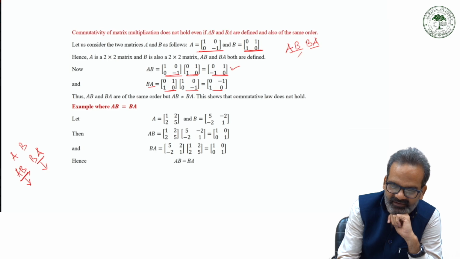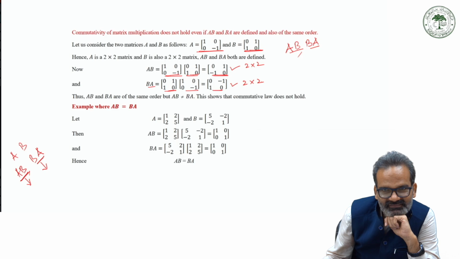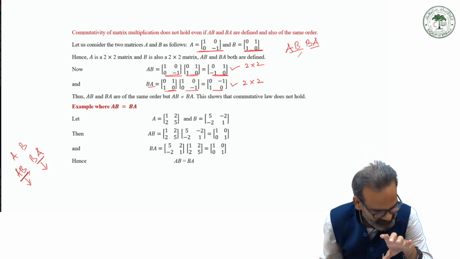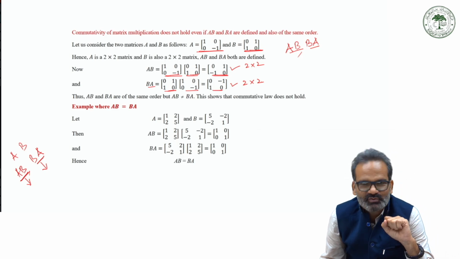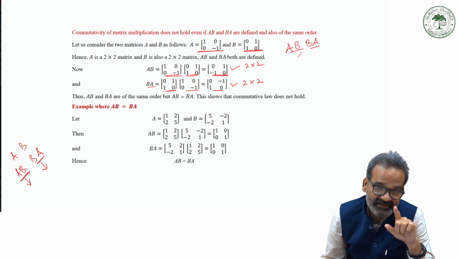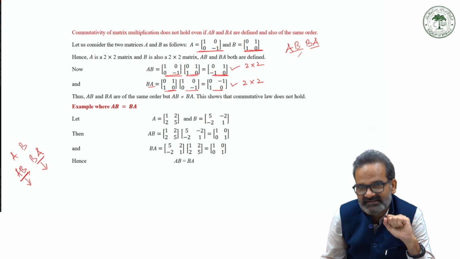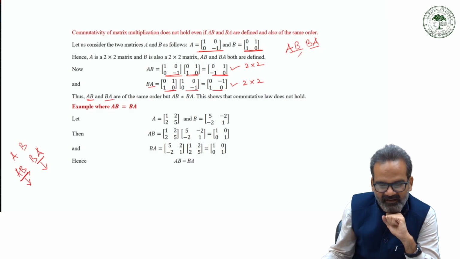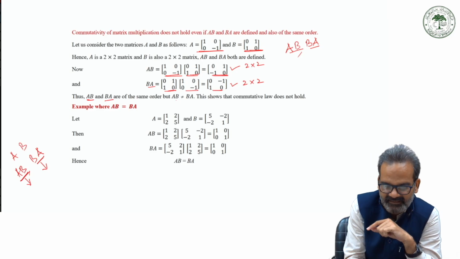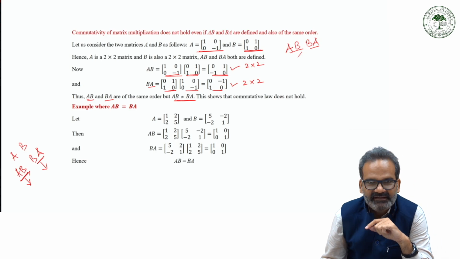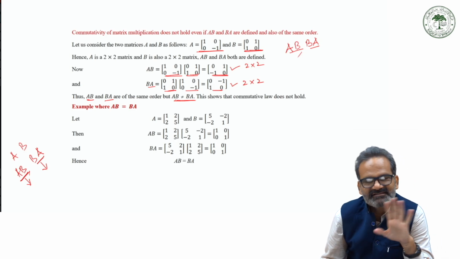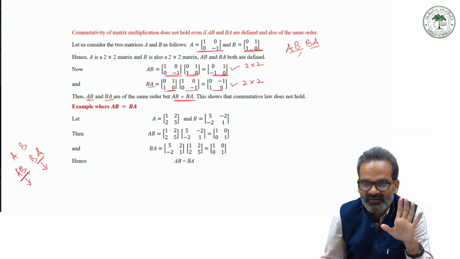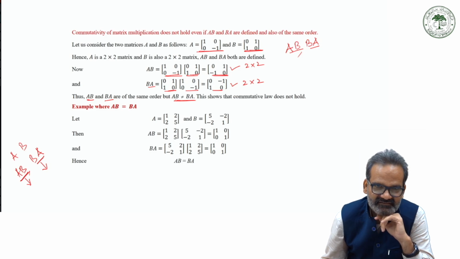Now see, the order of AB is 2 by 2 and the order of BA is 2 by 2, right? The resultant products are both of the same order, that is 2 by 2, but even then AB is [0, 1; -1, 0] and BA is [0, -1; 1, 0]. Even then AB is not equal to BA. Thus, AB and BA are of the same order, but AB is not equal to BA. This shows that the commutative law does not hold good in the case of matrix multiplication, right?